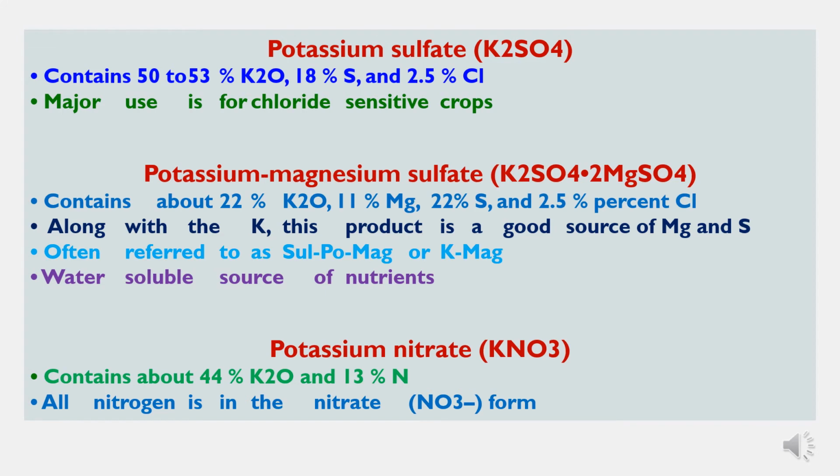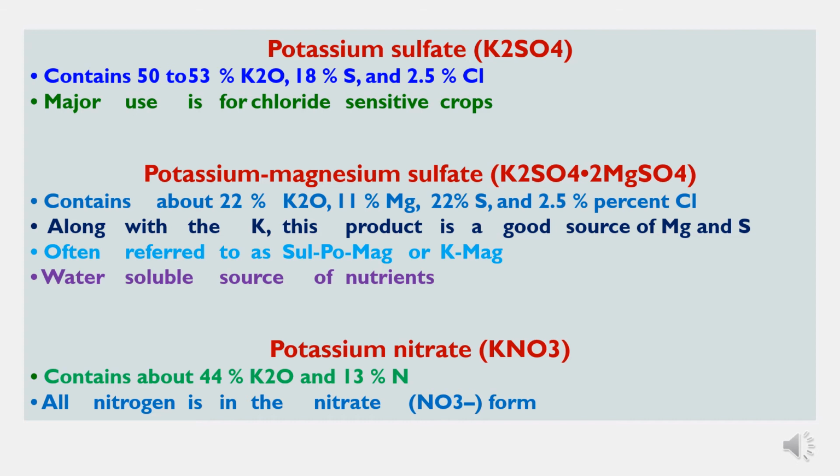Other source of potassium fertilizers is potassium sulfate. It contains 50 to 53% potassium along with 18% sulfur and 2.5% chlorine, and this is majorly used for chloride sensitive crops. And next is potassium magnesium sulfate. This contains about 22% potassium, 11% magnesium, 22% sulfur and 2.5% chlorine. Along with potassium, this product is a good source of magnesium and sulfur, and it is often referred to as sulfate of potash magnesia or K-Mag fertilizer, and this is a water soluble source of nutrients.